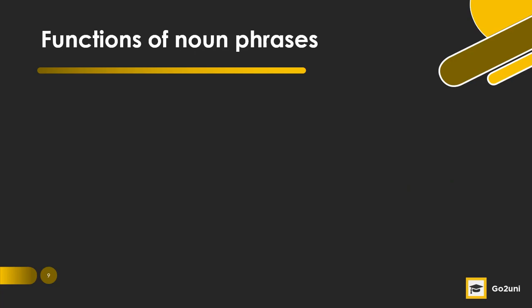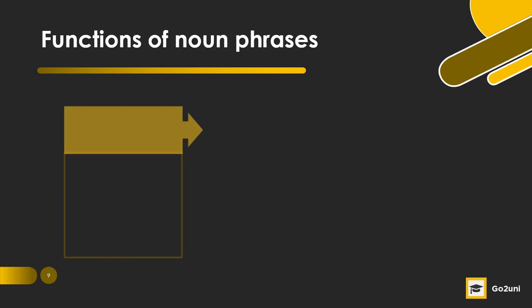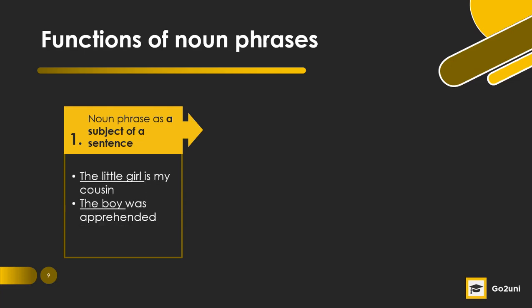The only difference is that in the case of noun phrases, you have more than one word. You have a group of words doing the same function. So let's take some of the examples. Noun phrase as a subject of a sentence. Now, a subject is the doer of the action, or that particular thing which the sentence is talking about is the subject. So let's take some examples.